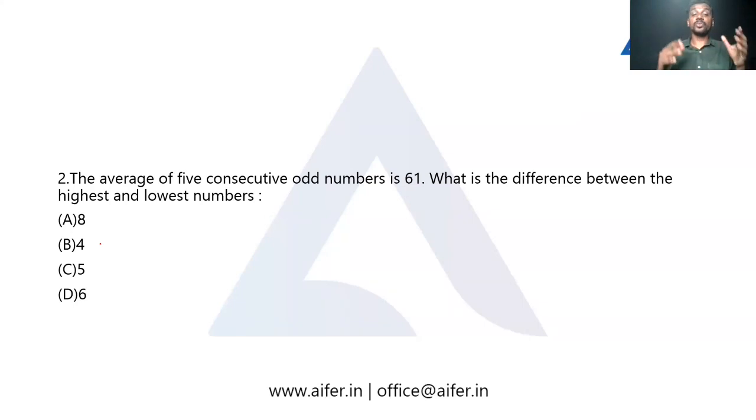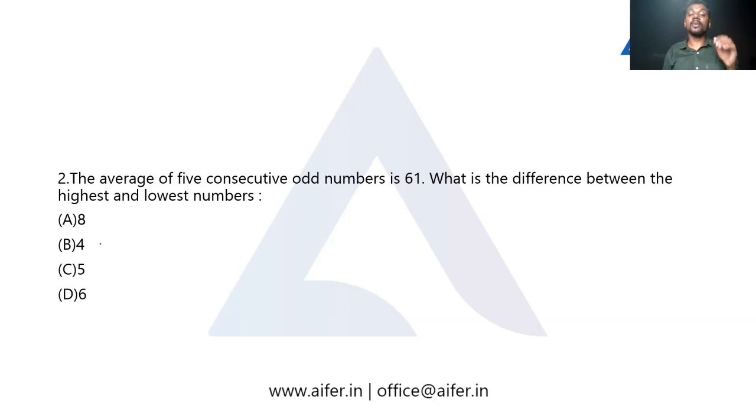So here, the average of 5 consecutive odd numbers. The difference between odd numbers will be 2. I hope you know odd numbers: 1, 3, 5, 7, 9. So the difference between 2 odd numbers will be 2. Similarly, the difference between even numbers also will be 2. The difference between 2, 4, 6, 8, 10, 12 is also 2.